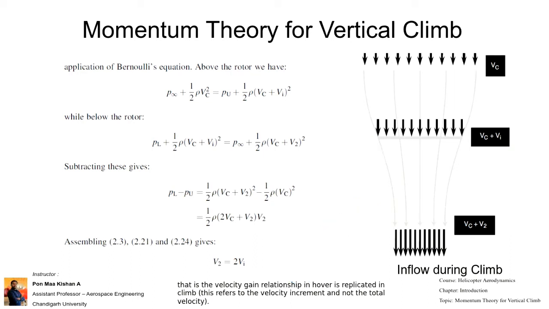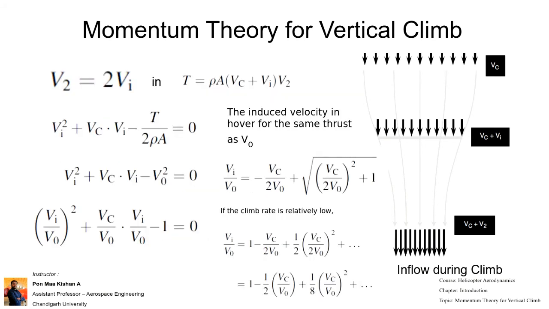So we'll be getting the same equation, that V2 is equal to 2VA. So this is the velocity gain relationship in the hover. It is replicated in the climb also. Okay, so substituting that V2 value in our thrust equation, right?